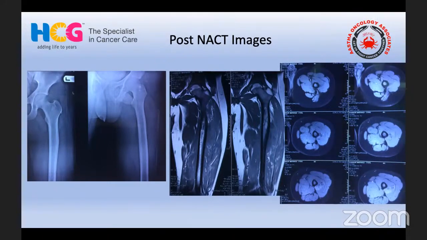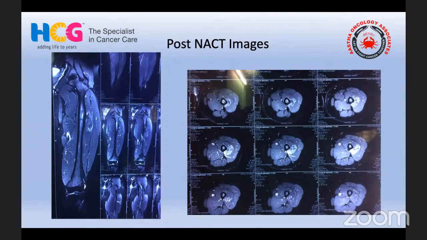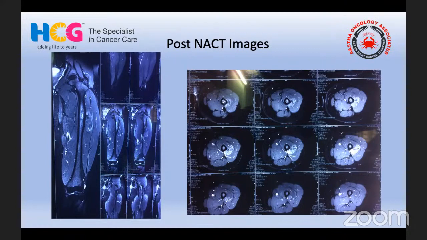So what are the treatment options we have? Any panelists? Manish. I am here. I didn't get the question exactly, Mayur. It's an intraosseous disease and you are planning an intercalary or some kind of resection, but you want to avoid a proximal osteotomy. That is the question.